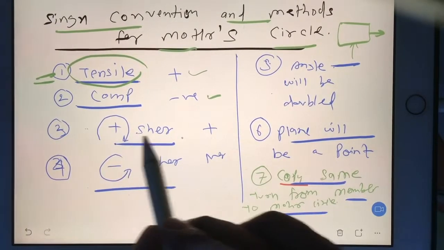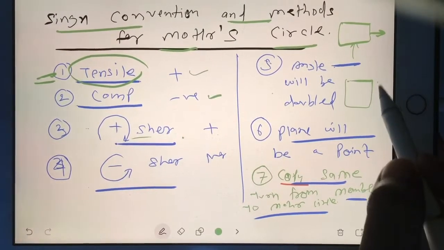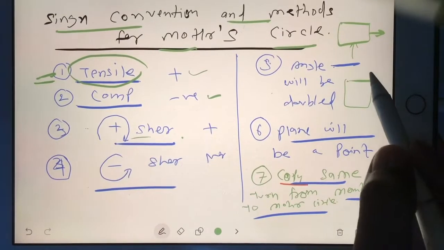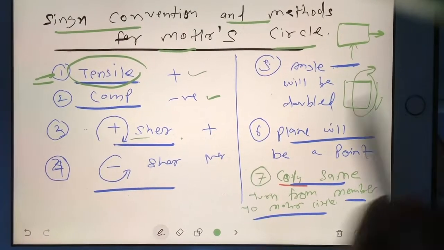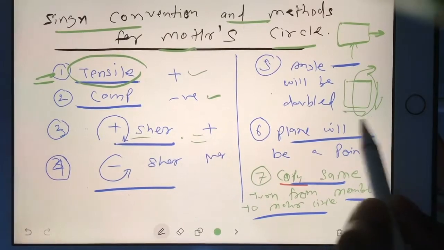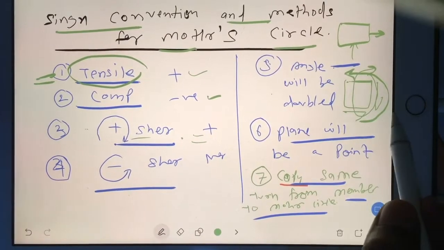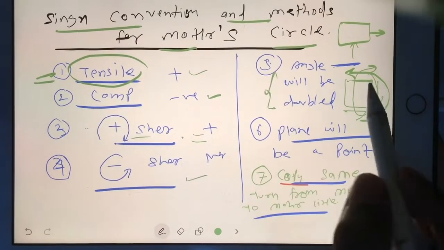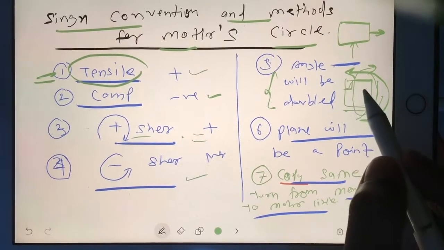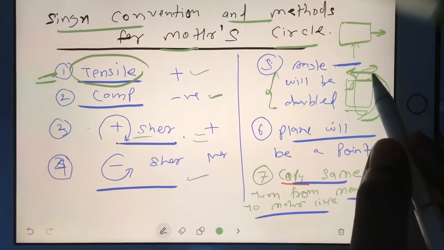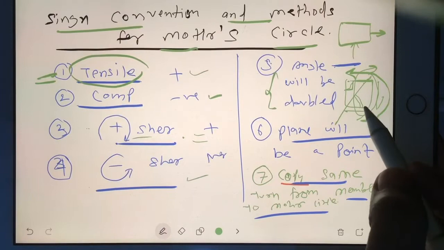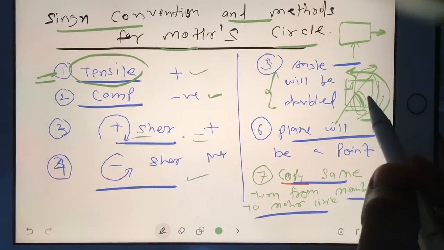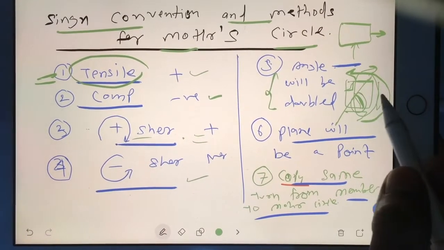If compressive is acting, then you take negative. And if shear is positive, what does it mean? For this plane, if the shear force is like this, it will have a clockwise effect, so positive. If the shear force is like this, it will have an anti-clockwise effect, so negative. Then the angle will be doubled, meaning if this angle is 90 degrees, it will look like 180 degrees in Mohr circle. Suppose this plane is at 60 degrees, this angle will double in Mohr circle. Okay, so that's all.